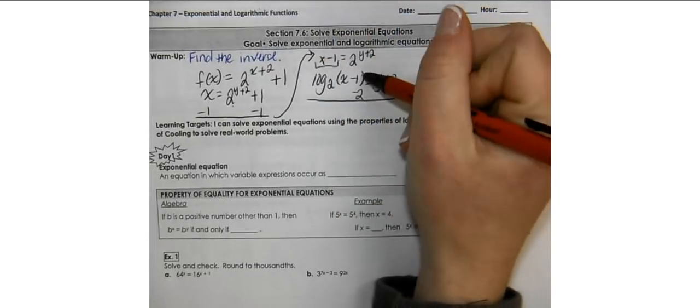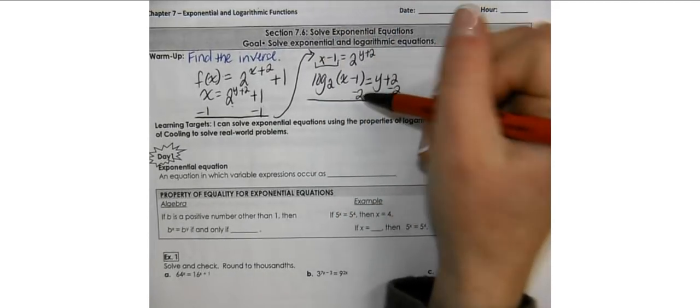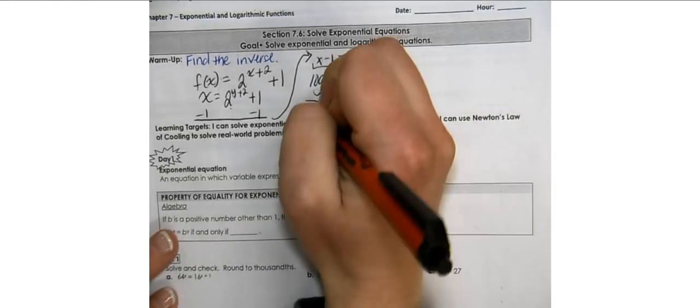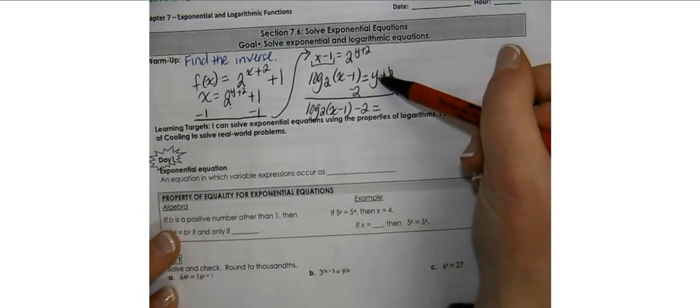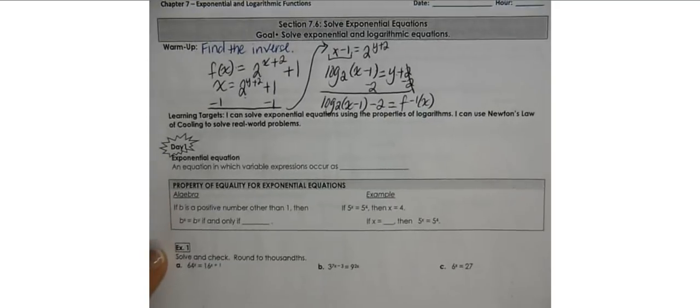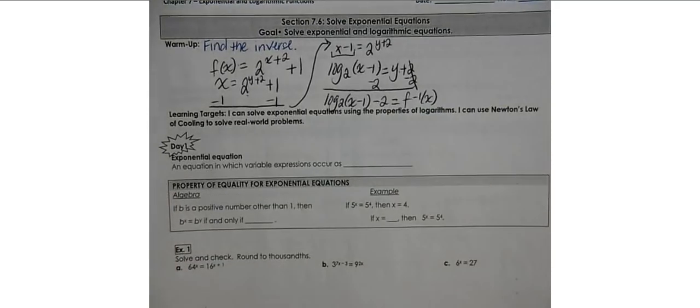Now be careful. Please do not combine the negative 1 and the 2. That's because the logarithm is being taken of the x minus 1, so we don't combine those two numbers. Our answer is going to be log base 2 of x minus 1, minus 2. And since the y part is now alone, I'm going to rewrite that as f inverse of x. And that's how you identify the inverse of an exponential function.